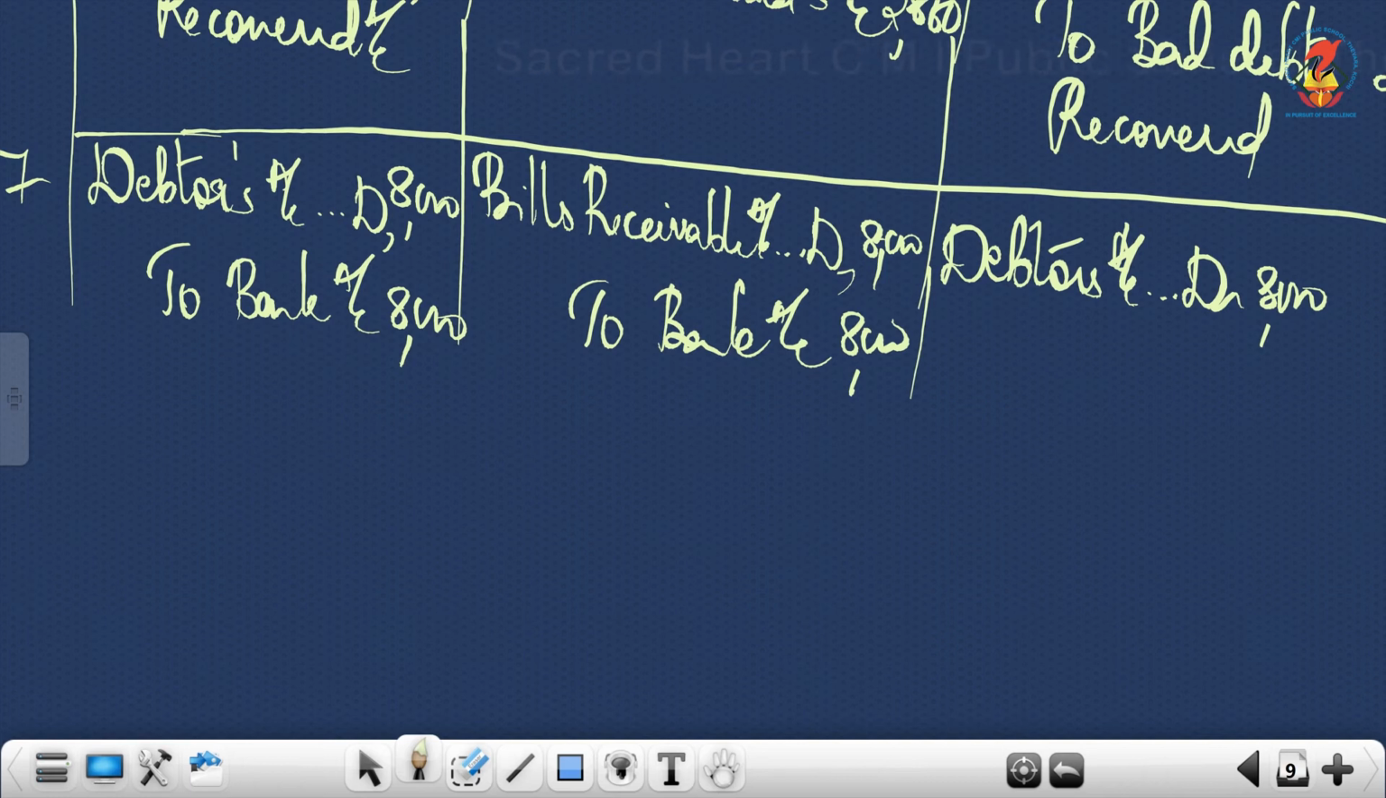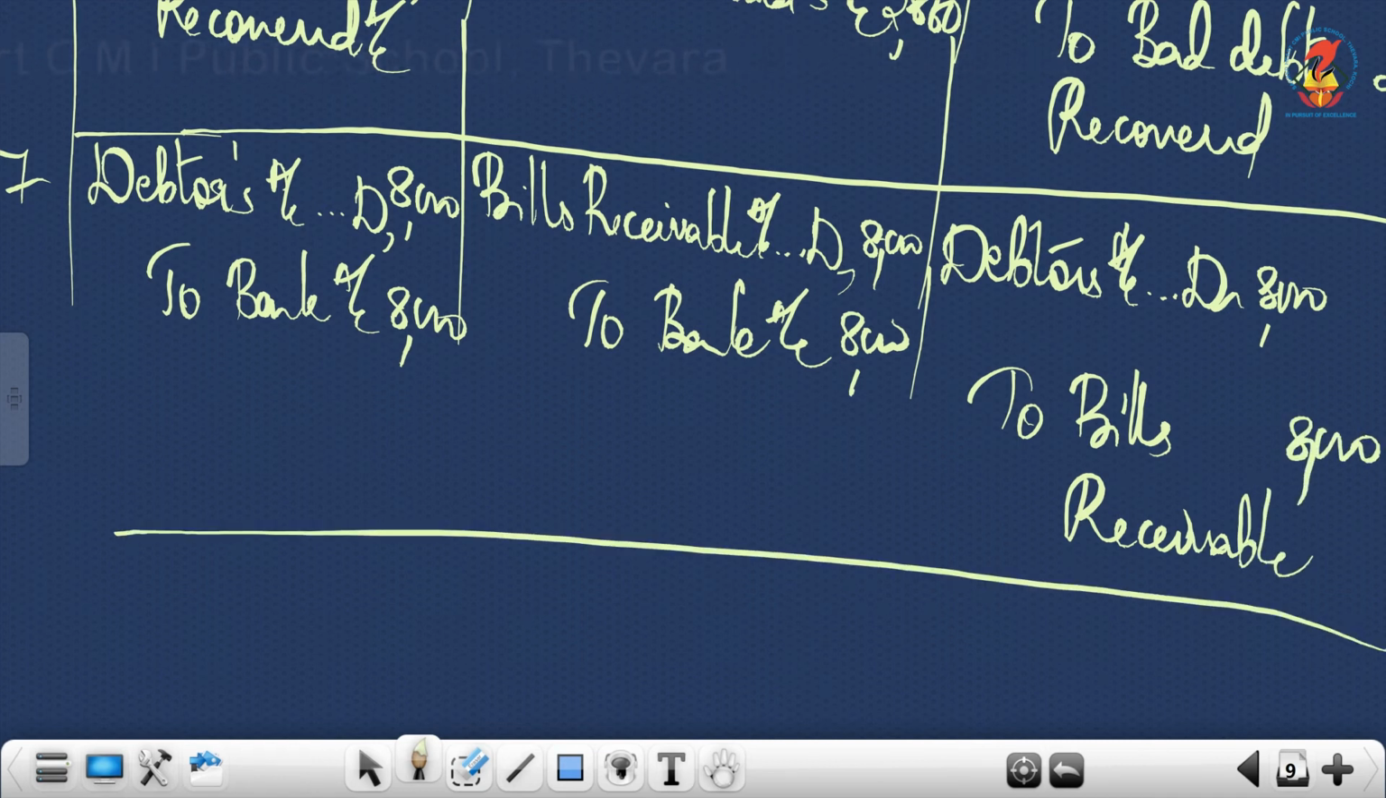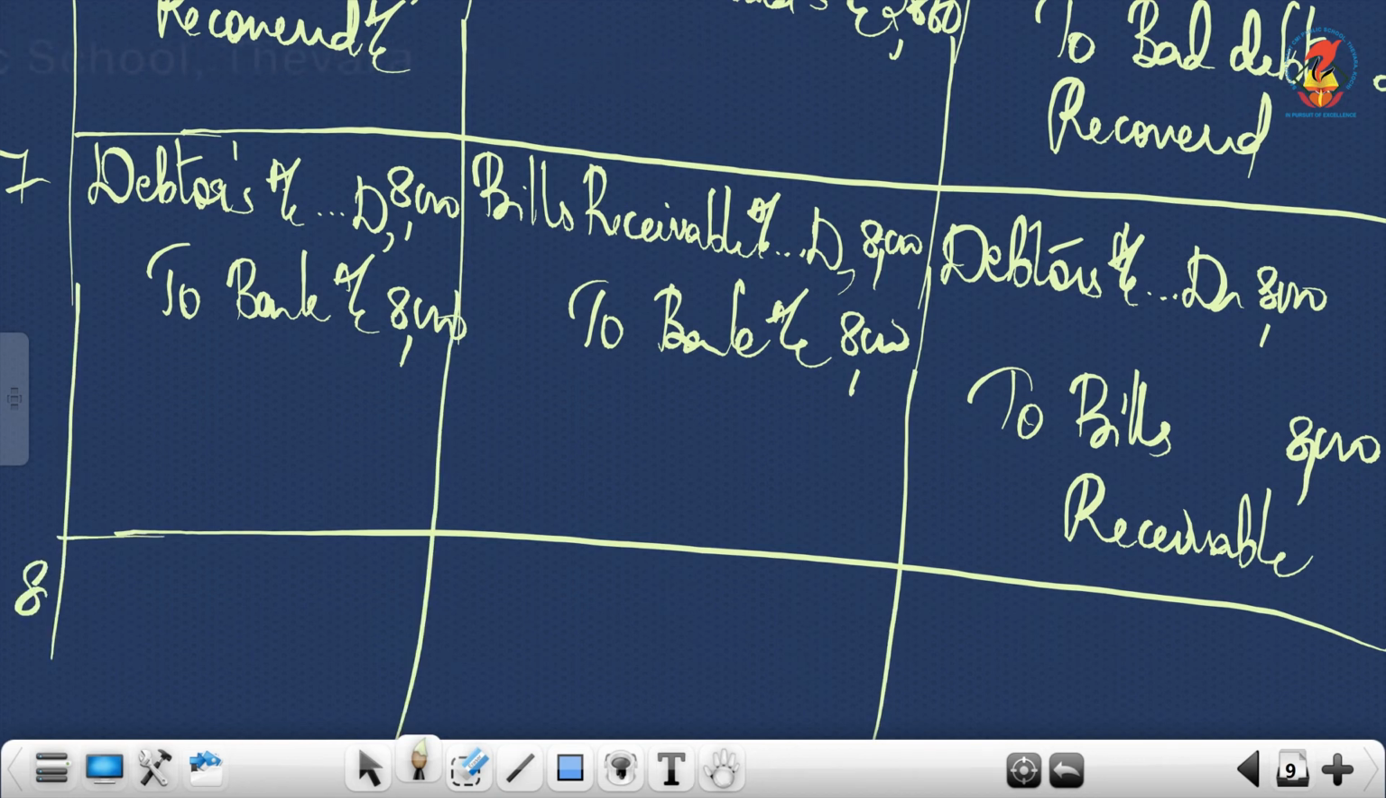Bills receivable was wrongly debited, that we will cancel now. So write to bills receivable, amount is 8,000. Then transaction number 8.